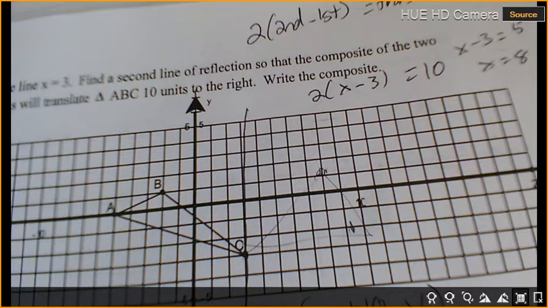Okay? So 2 times x minus 3 equals 10. So x equals 8. So I know the second line of reflection is going to be x equals 8. You remember with the proofs over and over again that the distance between the 2 lines, if we double it, that's the translation. That's what we're doing here. So we get 2 times the second minus the first equals the translation. And then the composite is x plus 10 comma y.